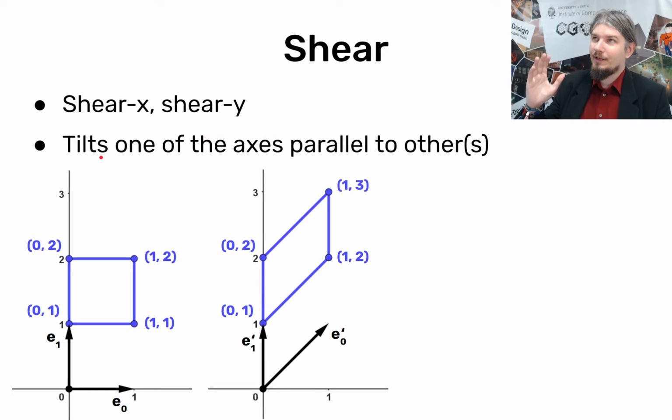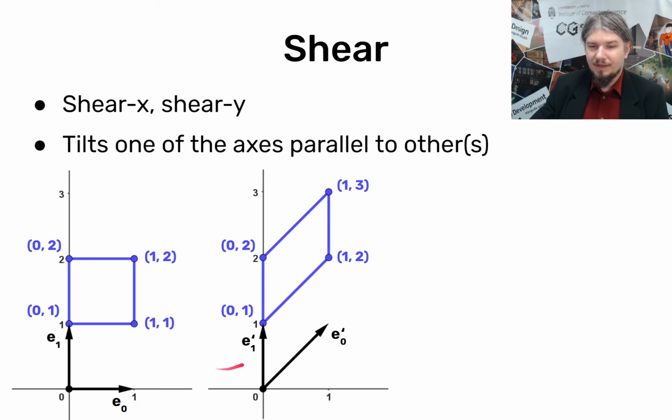Or you can think about it like if you have a stack of playing cards or books and you push on them, then they all move parallel to the table they're on, but tilt to one side. So it's a sheared or tilted stack of cards.